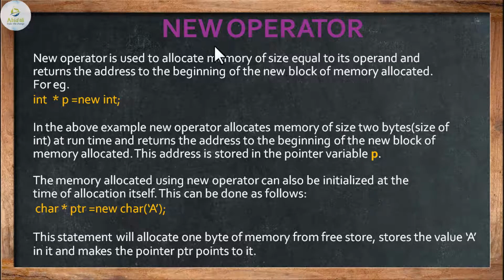So moving to the new operator, as has already been told, the new operator is a unary operator. That means it works on only one operand. So the new operator is used to allocate memory of the size equal to its operand. What do you mean by equal to its operand? And it returns the address of the beginning of the new block of memory allocated. So both these points we need to discuss.